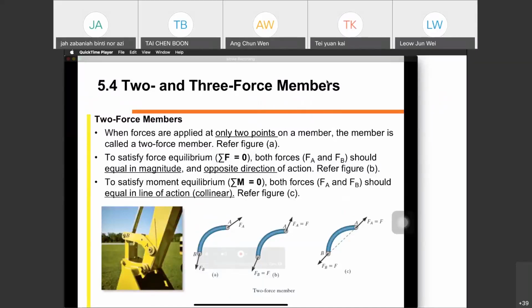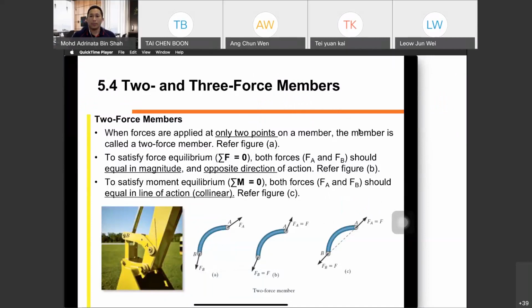Okay, right. So we have two and three force members. This is continuing our chapter, it is actually in chapter 4. Two force members: when forces are applied at only two points on a member, the member is called a two force member.